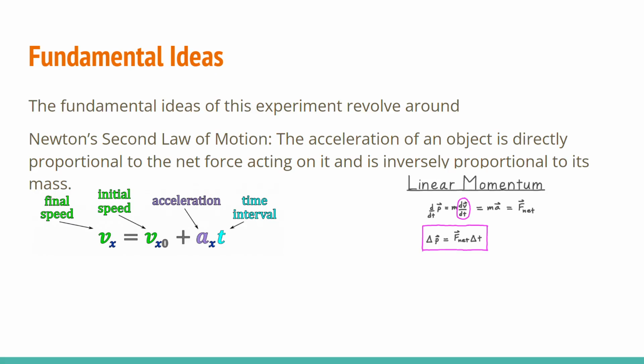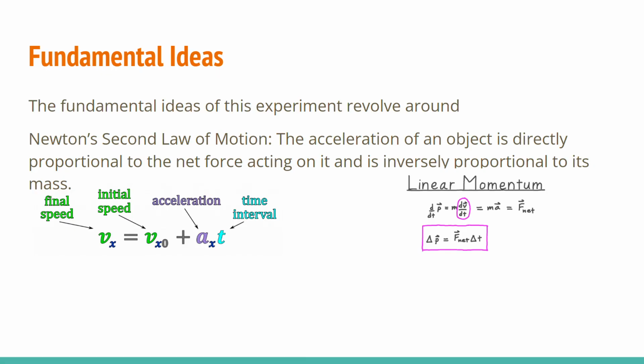And then the second equation details momentum, that if you have the net force of the object and you have the time interval, you can also find out its delta P, or its change in momentum. And you can further derive this equation to find out its final position or initial position if you have one or the other.